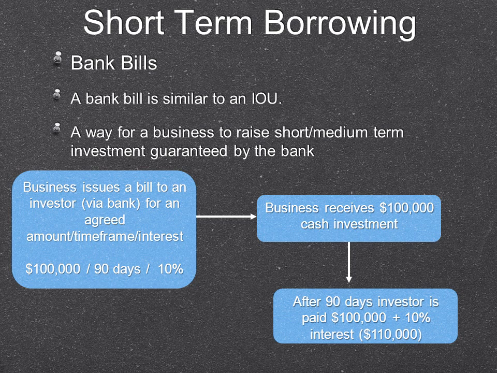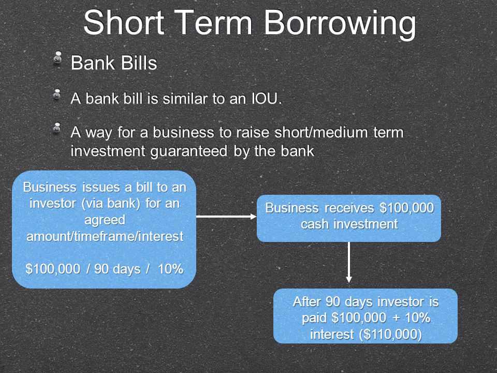The second way a business can generate some short-term borrowing is through bank bills. Now, a bank bill is not a very difficult thing to understand, and the best way to think about a bank bill is to look at it as an IOU. A business would issue a bill via the bank, so agreed upon by the bank, to an investor. And let's say, for the example, the investor had $100,000 that they wish to invest in the business. The business would give them a bill which showed the amount, $100,000, the period of time where they would invest the money, in this case, let's say 90 days, and the interest that the business will pay the investor for lending the money.